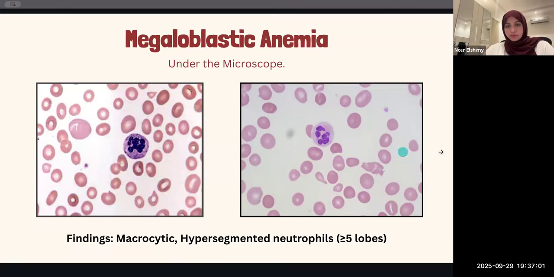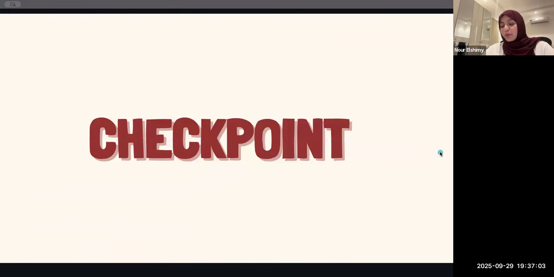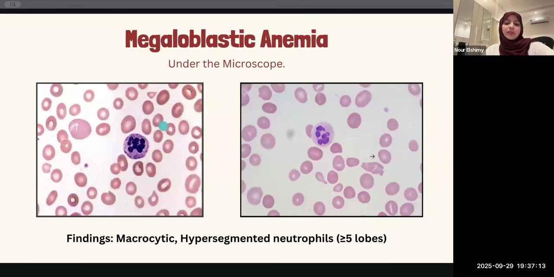All right. This is our second checkpoint. Does anyone have any questions? Yes, these are only in megaloblastic anemia, right there.